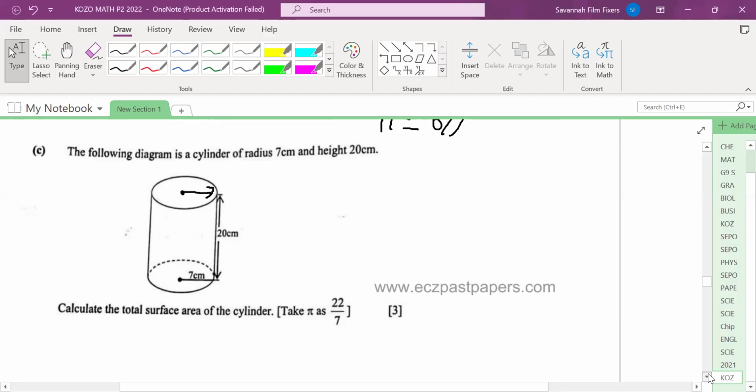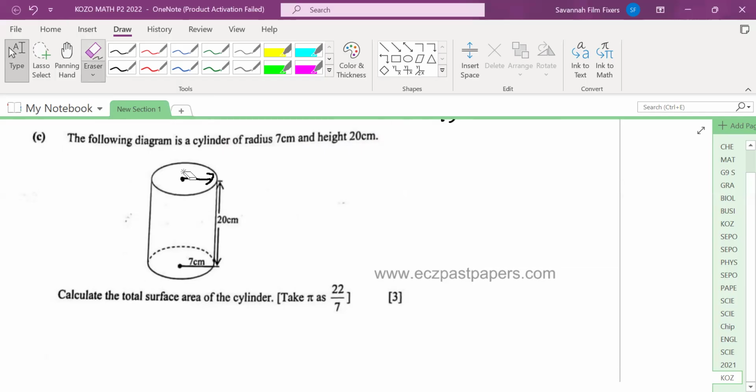360 over n, where n means number of sides. Okay, what's this now?